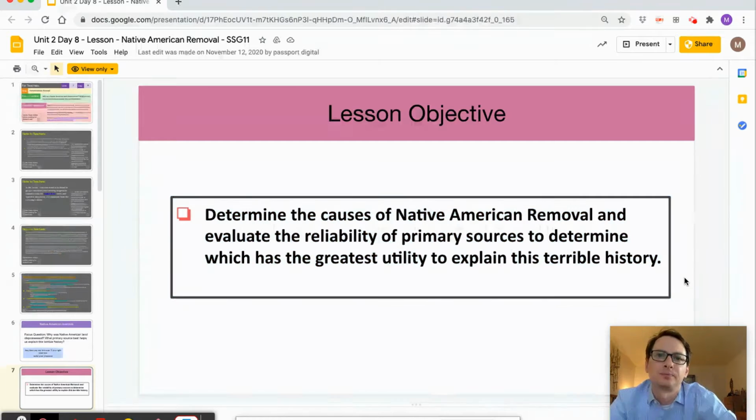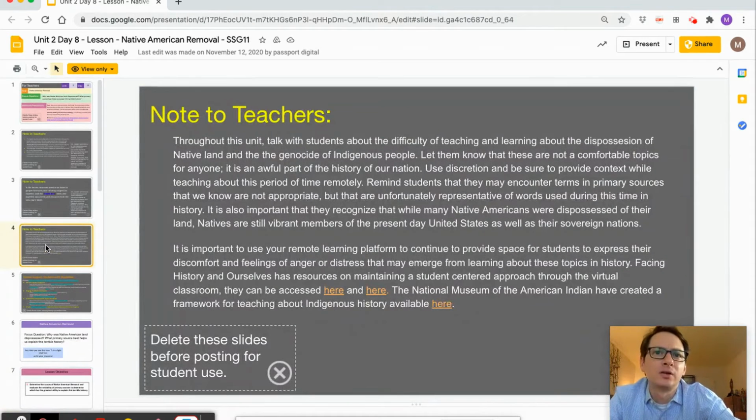As might be the case with several lessons in this unit, students may find the content distressing or upsetting. However, it is still important that we study these events and critically assess the sources that were created. In this Note to Teachers slide, links are shared to resources from Facing History and Ourselves, as well as the National Museum of the American Indian, that offer strategies and ideas to help address this.